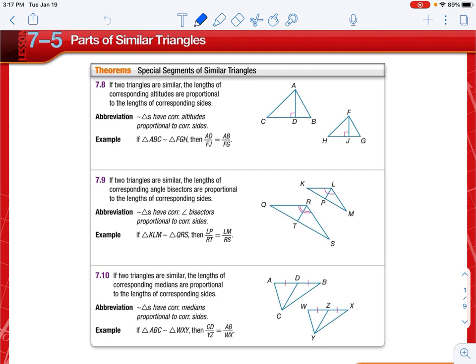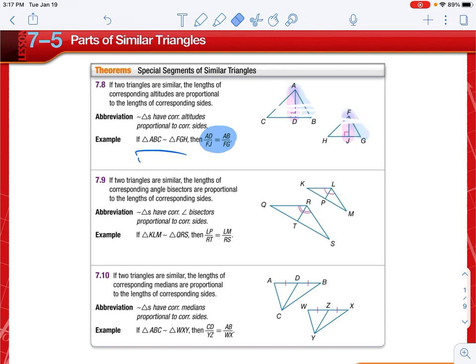The first of which is 7.8. It states, if 2 triangles are similar, the lengths of the corresponding altitudes are proportional to the lengths of the corresponding sides. That is simply saying that the altitude AD can be put into a fraction with FJ, and then any other pair of corresponding sides, in this case AB over FG, can be written into a proportion like this. That is, if the triangles are similar. We must know that first.